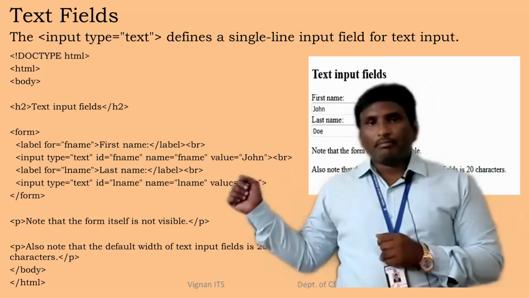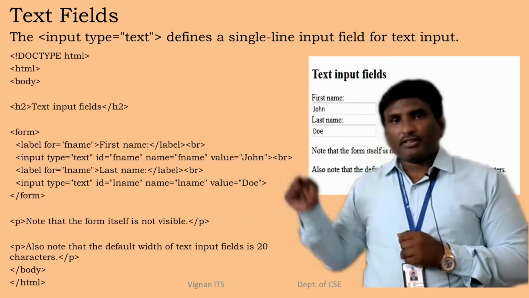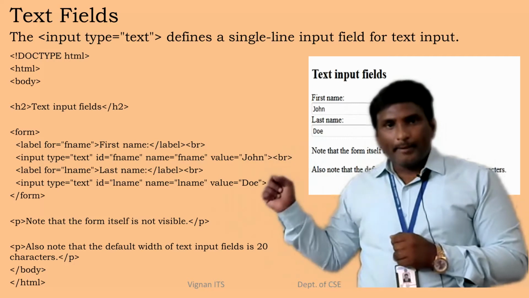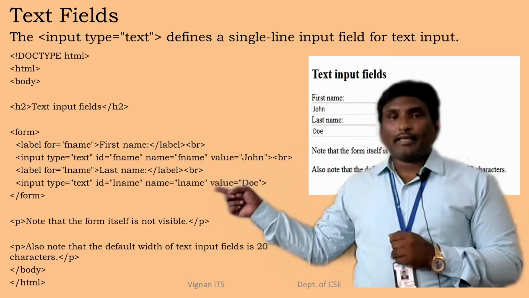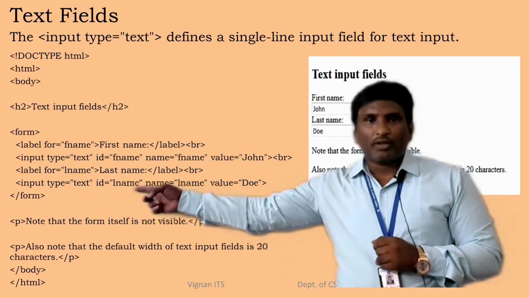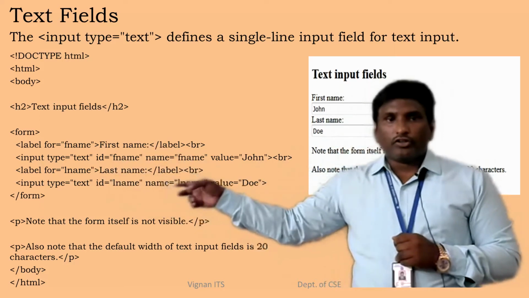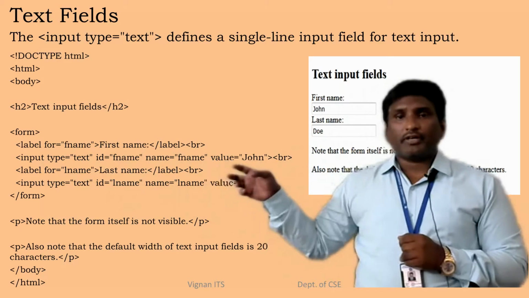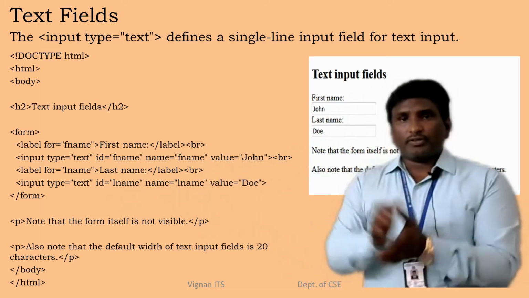Then one more label is there, for lname, which displays the content last name. Here it is mapped with for equal to lname, for the input type equal to text with ID equal to lname. So the ID lname and the for lname, both should be the same, so that the label and input mapping can occur.